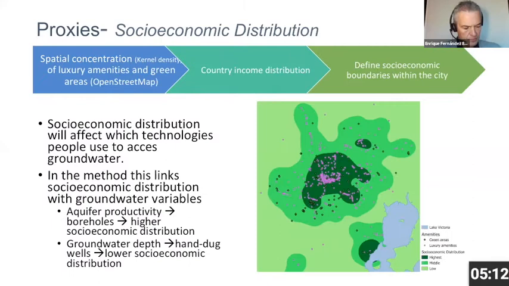Next slide, please. And then the proxy for socioeconomic distribution: we assume that the low-income population will have more access to springs and hand-dug wells, which are affected by depth to groundwater, while the medium to high-income population will rely more on boreholes because they can afford them, and they thus will be affected by aquifer productivity. To make this distribution within the city, we used the spatial concentration and distribution of luxury amenities and green areas within the city.